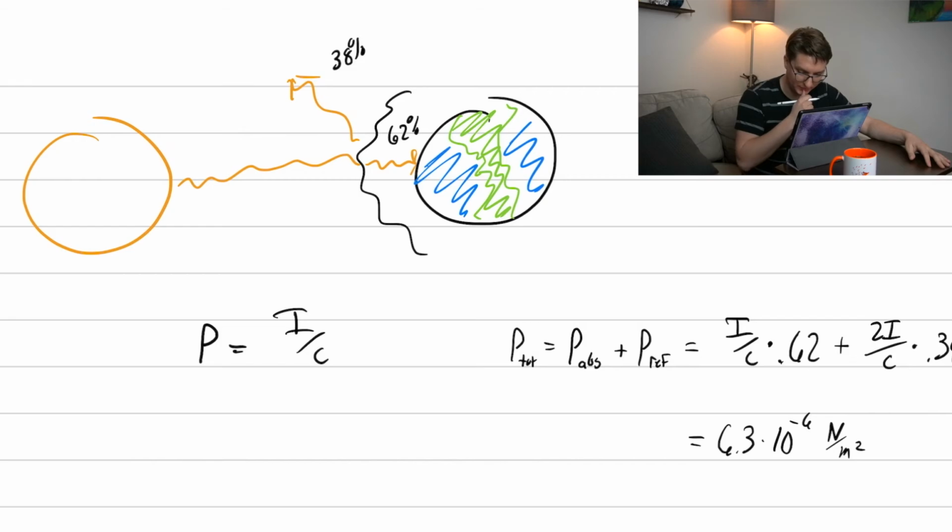We might be interested in the pressure that the sun is exerting on the Earth. So there's a couple things to keep in mind.